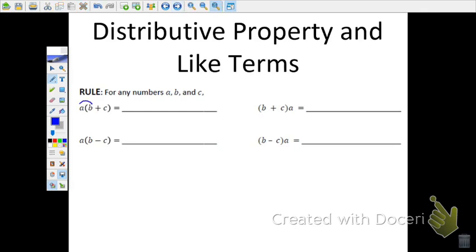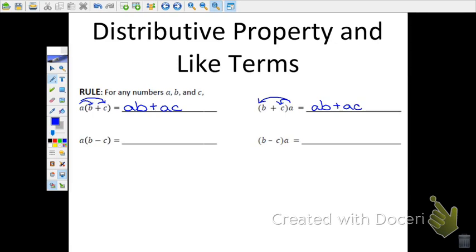So I distribute the A to the B, and I'm multiplying A times B, keep that plus sign, and I have the A times C. Same thing happens here to the right. We just have the A after the parenthesis. It's still being multiplied, so I have to distribute the A times the B plus the A times the C.